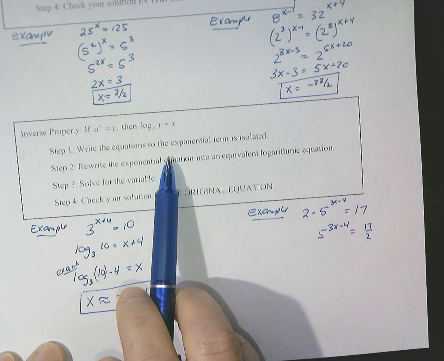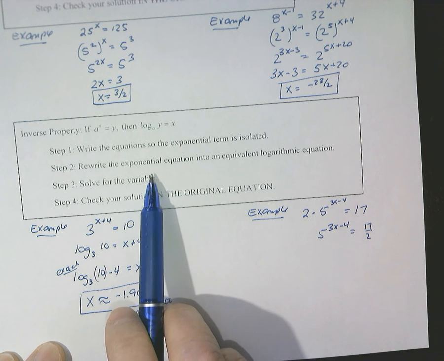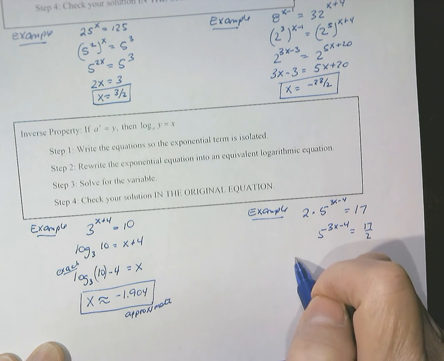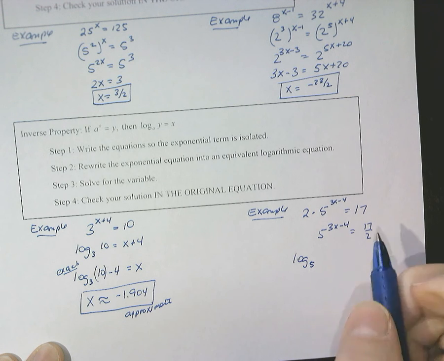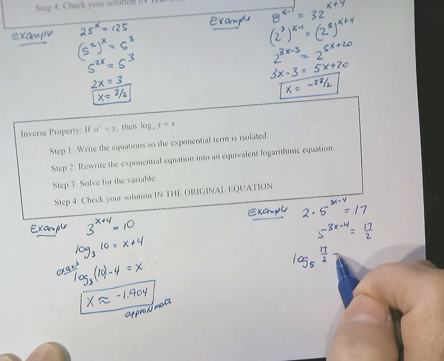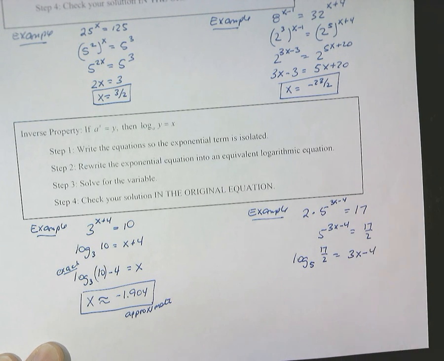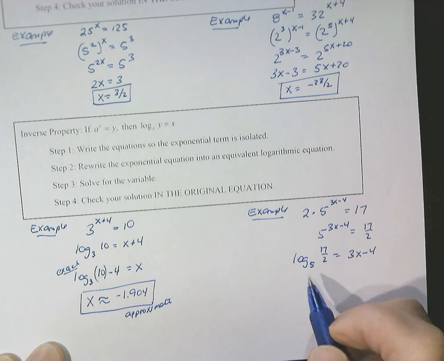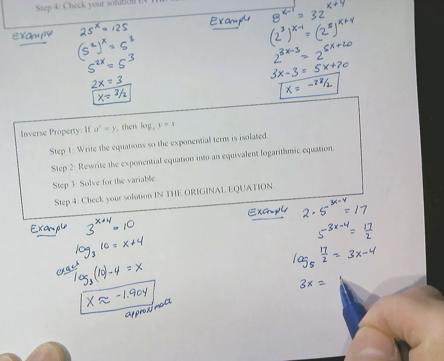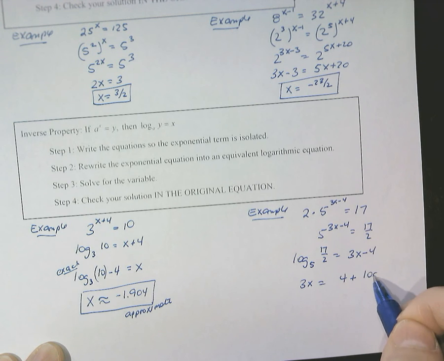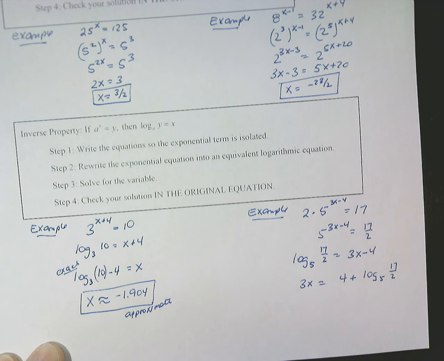Now my exponential term is isolated, so I'm going to rewrite the equation. So I have log base 5 of 17 over 2 equals 3x minus 4. I'm going to add 4. And I'm going to divide by 3.